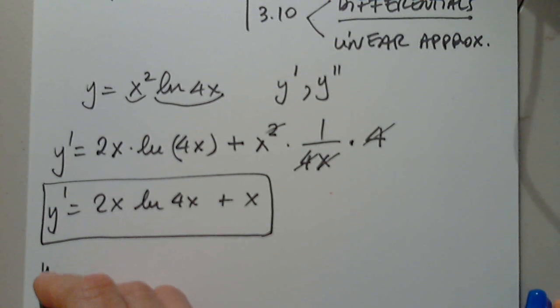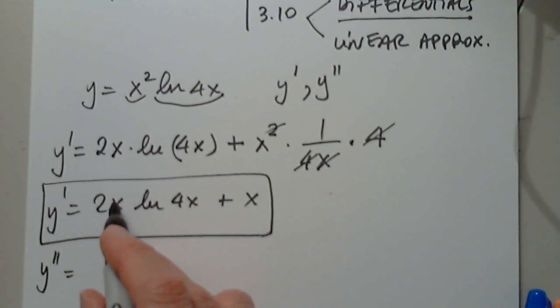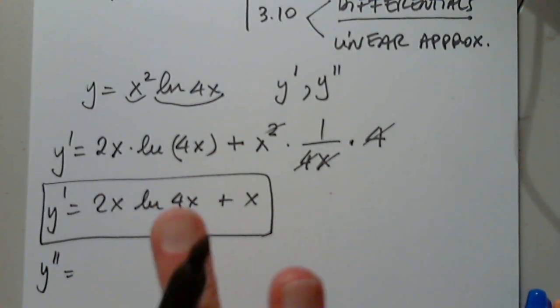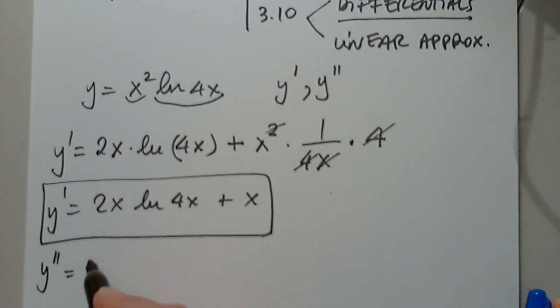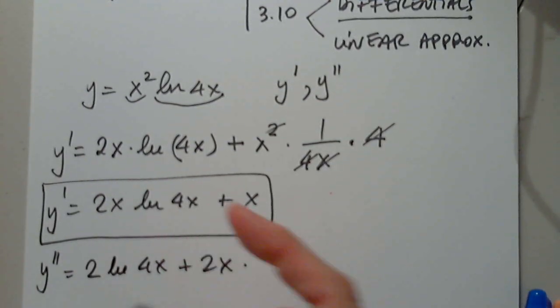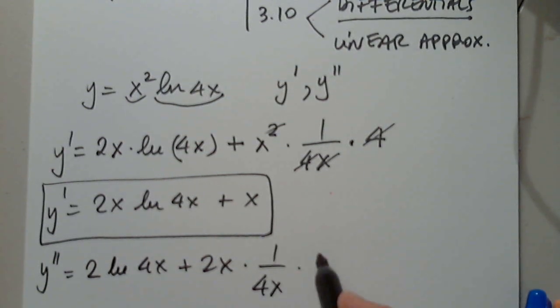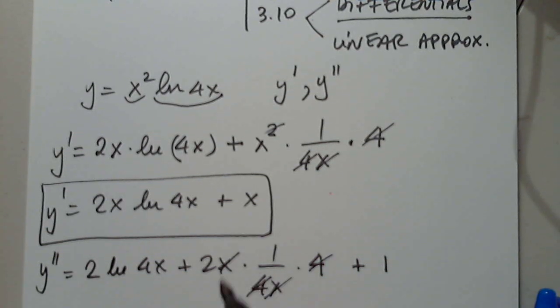Okay. So for y double prime, the first function prime, since it's plus, it's okay. First function prime is 2 times natural log 4x plus 2x times 1 over 4x times the inner function prime plus 1. I simplify the 4. I simplify the x. 2 plus 1 will be 3. So then the second derivative is 2 natural log 4x plus 3.